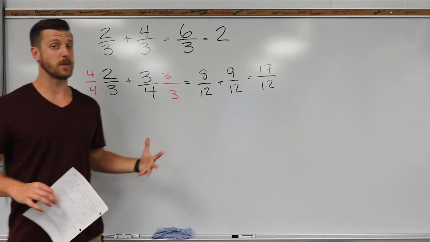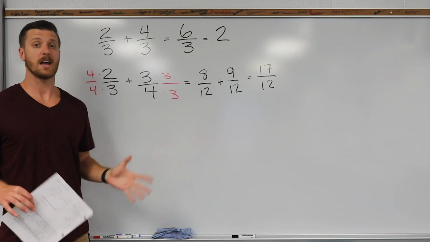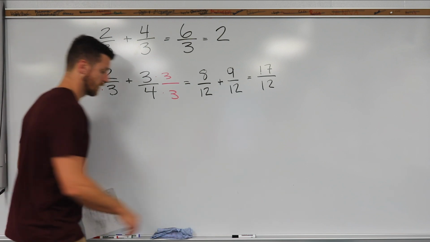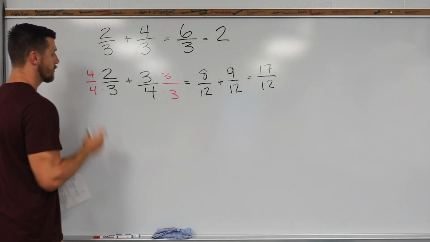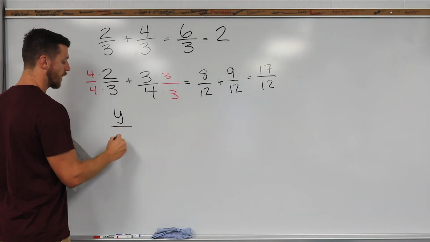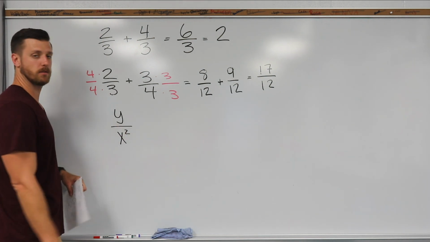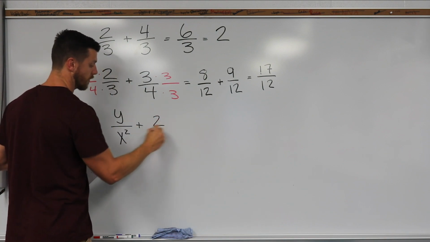So this is the concept we need to know. Finding least common denominators. That's something we have to do. Now it's not always going to be that easy. One more thing, last thing. I'm going to make it easy because we're going to be able to get harder in a little bit. But let's just say we got y over x squared plus 2 divided by x.